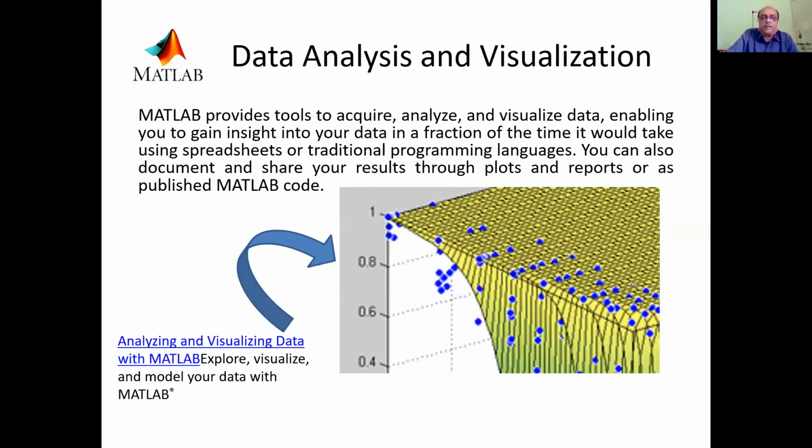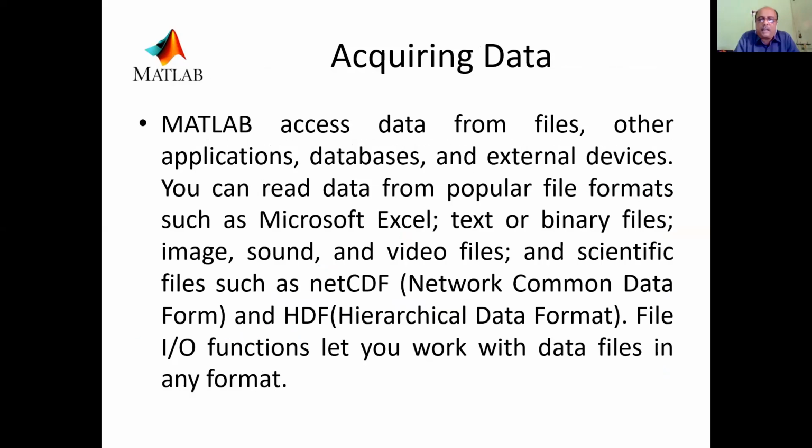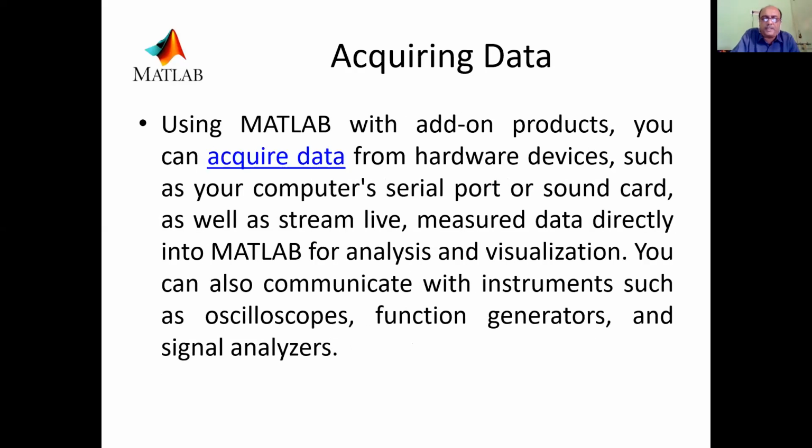So how do you access the data? Generally, we have to access the data from a database, external device, Excel sheet, that type of thing. If I want to go for image, sound, video files, or scientific files, these data also you can access very easily. We generally use the import function and load function. For images, we use image functions to download the image. We also have to acquire data from hardware devices. You can directly use the acquired data. These functions are available for oscilloscopes, signal analyzers, that type of thing.